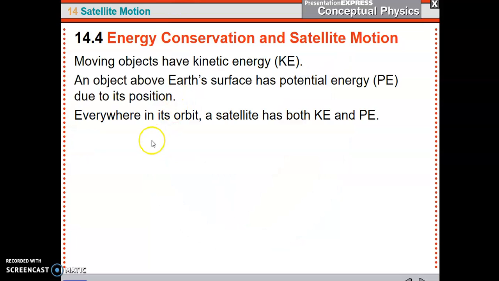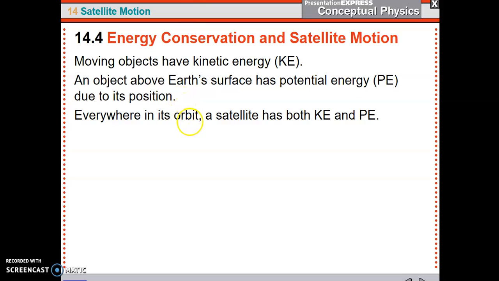Why isn't it moving? There we go. Moving objects have kinetic energy. Kinetic energy is 1/2 mv squared. So, that's how you figure out how much kinetic energy they have. An object above Earth's surface has potential energy due to its position. Potential energy is mgh, mass times the acceleration of gravity times height. So if you raise it up above Earth's surface, then you're giving it potential energy.